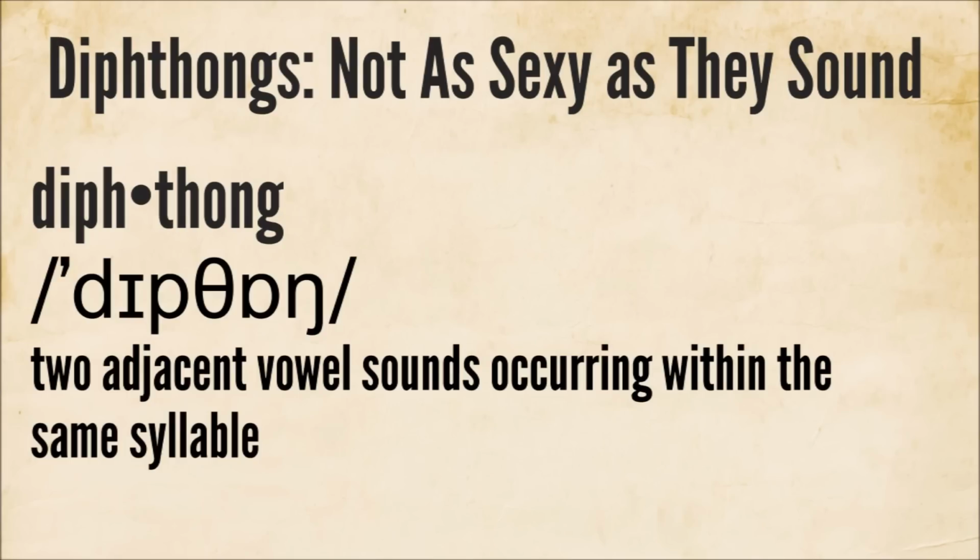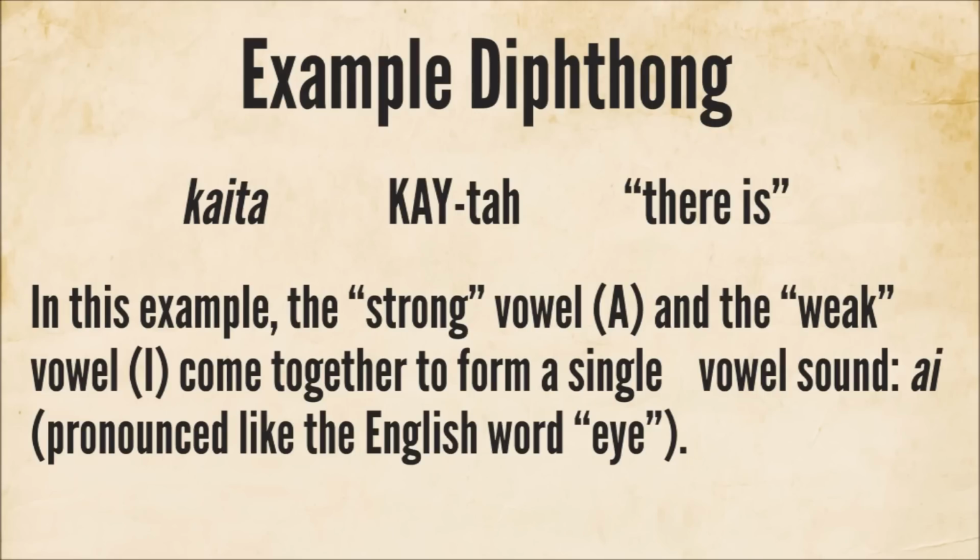We'll also come across a lot of diphthongs, as they're called, not as interesting or perhaps as sexy as that word may look at first. A diphthong is when multiple vowels come together, so you have to have what's called a strong vowel and a weak vowel together, and they make an entirely new sound. For example, the Seidol word for there is kaita. You'll see the A and I sound come together to make an I.